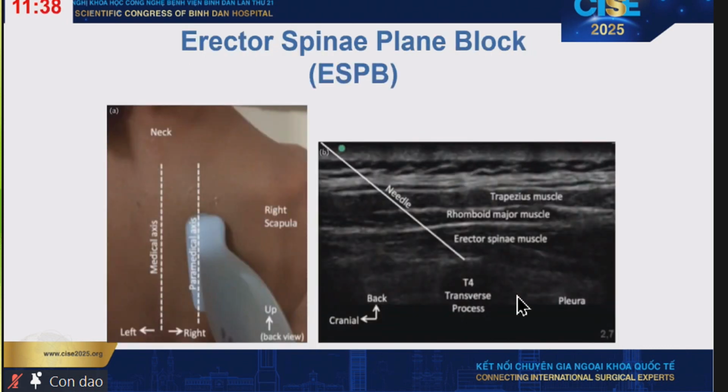Erector spinae plane block involves injection of a local anesthetic or placing a catheter beneath the erector spinae muscles located above the transverse process. Erector spinae muscle is here, transverse process is here, and the local anesthetic is injected here.